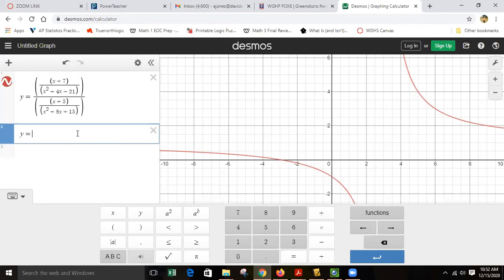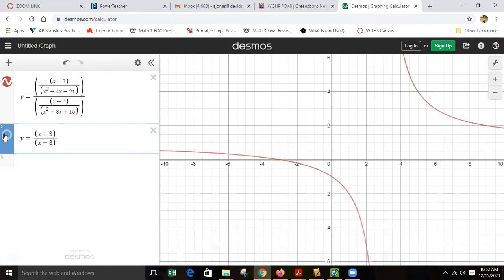And then we're going to put in the other one, y equals, parenthesis on the top, x plus 3 divided by x minus 3. And you guys can see that it changed its colors. There's what it did. Okay.